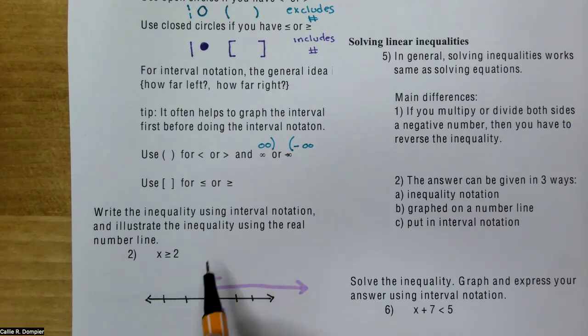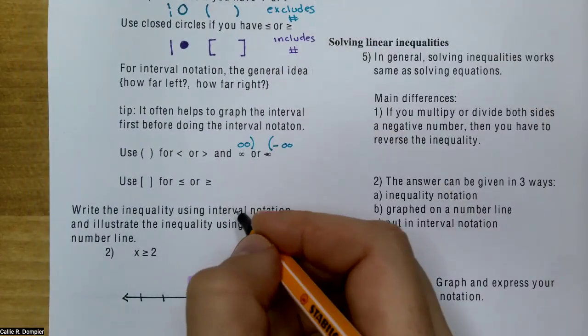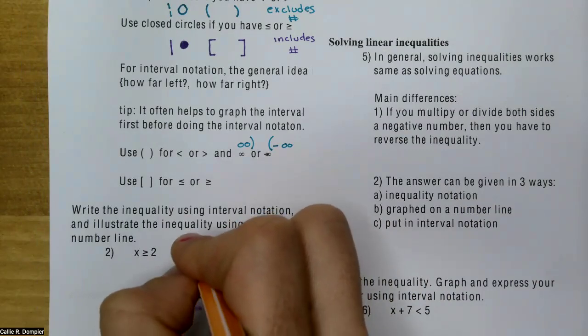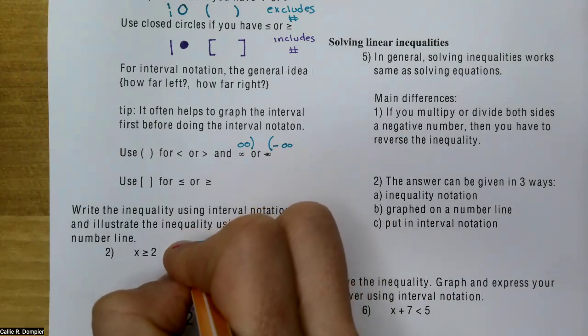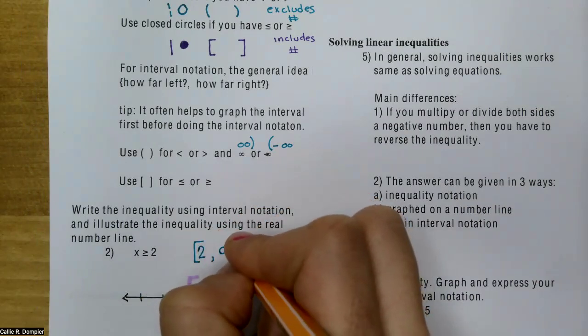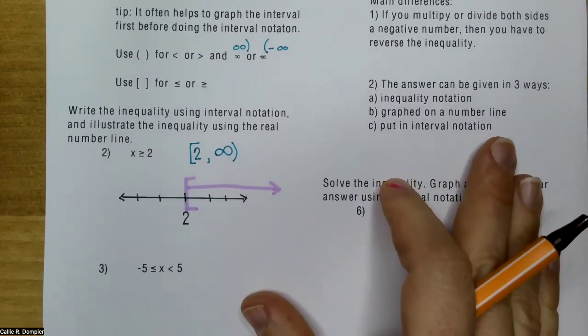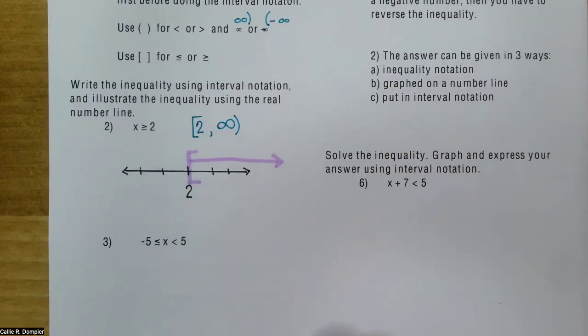Now that I have it graphed, I used a bracket, right? Instead of parentheses, because the bracket is for equal to. Now using interval notation, I started at 2. What did I start with? I started with a bracket and it goes on forever. Forever means it's approaching infinity. Infinity always gets parentheses, never a bracket. Good. So x is equal to 2. That means we start at 2. X is greater than 2. That means it goes on forever in the right direction, to the right.